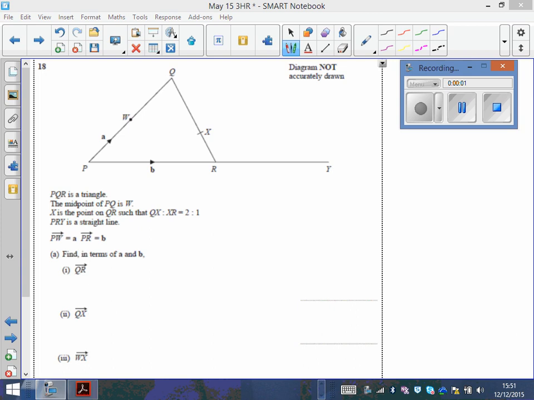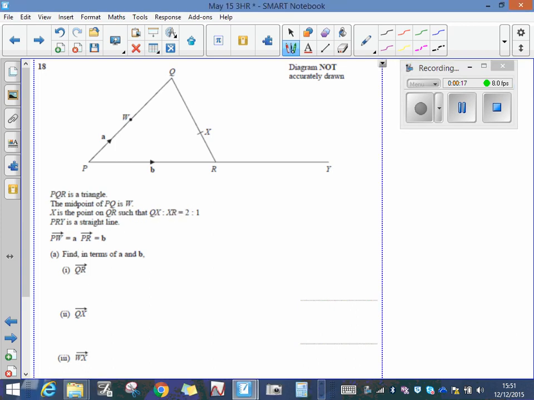Do make sure that you read the words here, don't just look at the diagram. You're told that you've got a triangle, that's very obvious. Midpoint of PQ is W, so this point is halfway along PQ. X is the point on QR such that QX to XR is 2 to 1, so the ratio of this bit to this bit is 2 to 1.